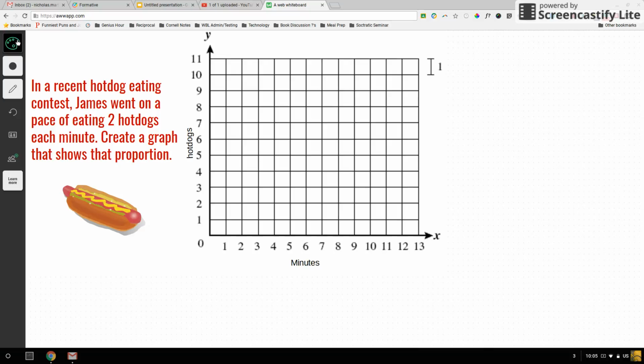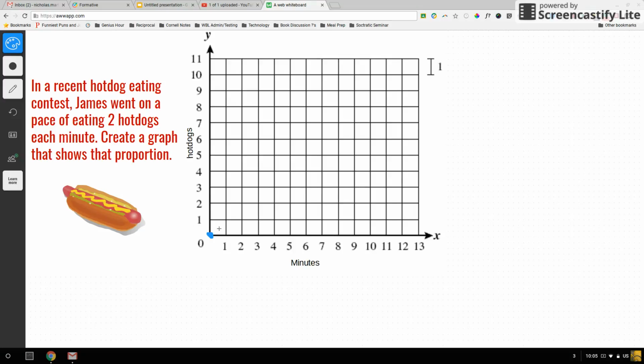We have a couple of things we've graphed before, but let's graph in blue today. On the bottom, I see my x-axis, which is going to show me my minutes. On the y-axis, the up and down is going to be how many hot dogs we ate. So let's start to graph this. We know that every minute that goes by, he's going to eat 2 hot dogs. So if no time has gone by, he has only eaten 0 hot dogs. So minutes at 0, hot dogs at 0.